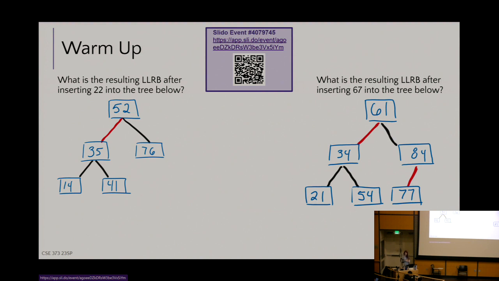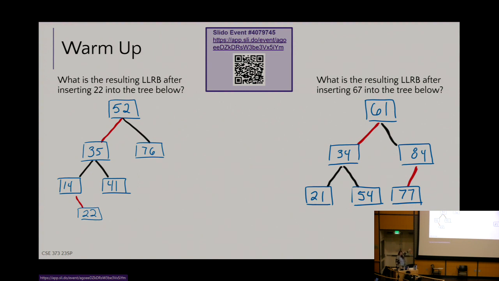So, can anyone tell me, when I first insert 22 into this tree before I do any of the fixing, which node is going to be 22's parent? Anyone? 14? Yes, 14. It's always going to be a leaf node. So we start at 52, we're less than 52. We're less than 35. We're less than 14. Do we go to the left or the right of 14? I agree. It goes to the right because we're maintaining the binary search property.